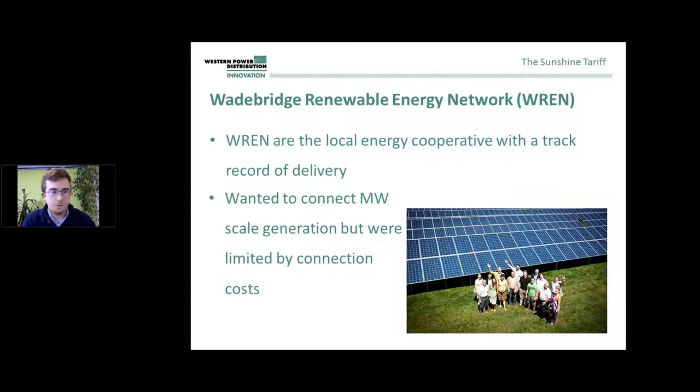They wanted to connect a solar farm and help translate some of those benefits to their community. But as you could see from the previous slide, the network was constrained, and therefore the cost of connecting would have made their project prohibitively expensive.